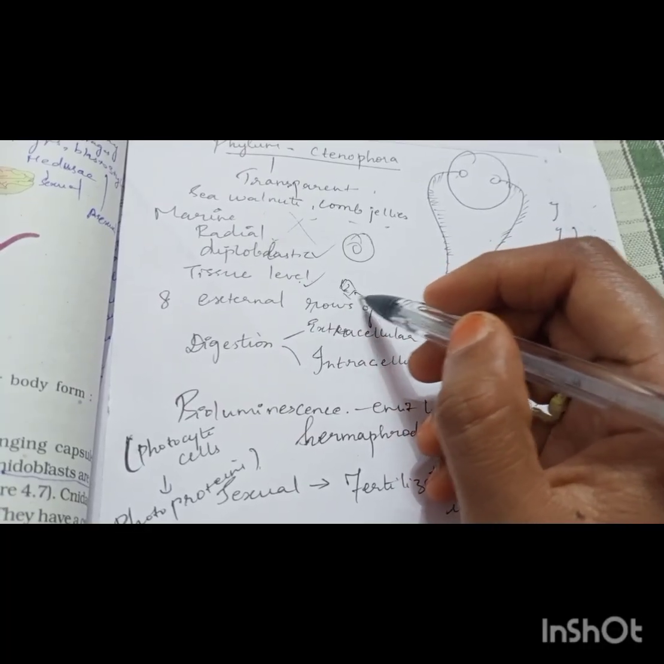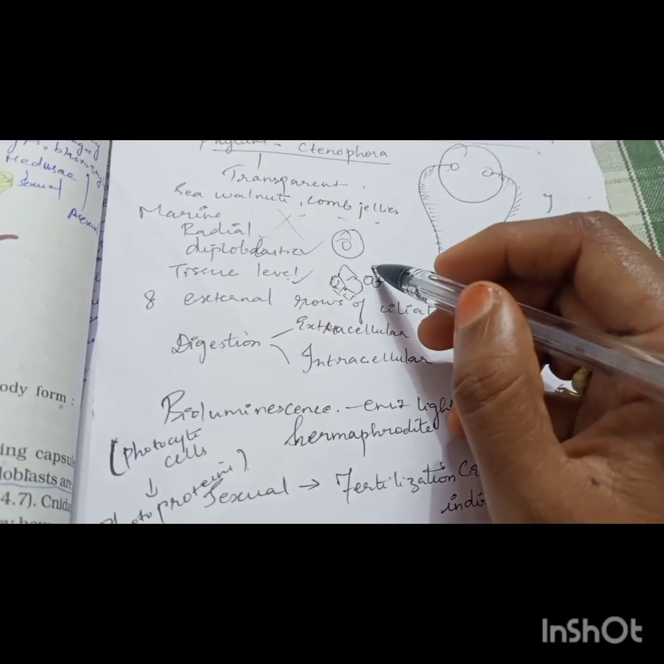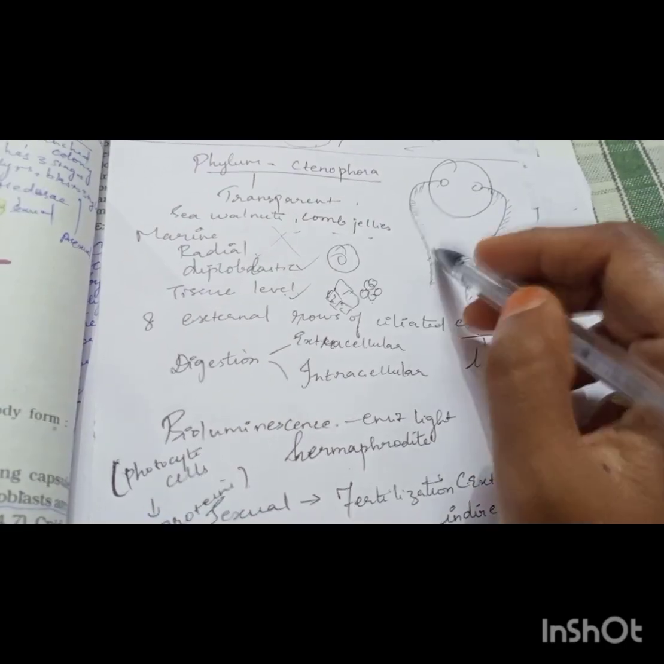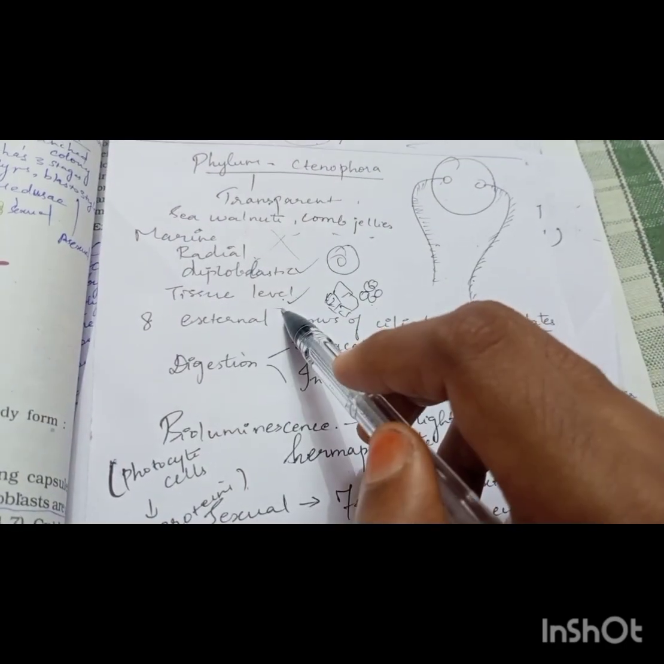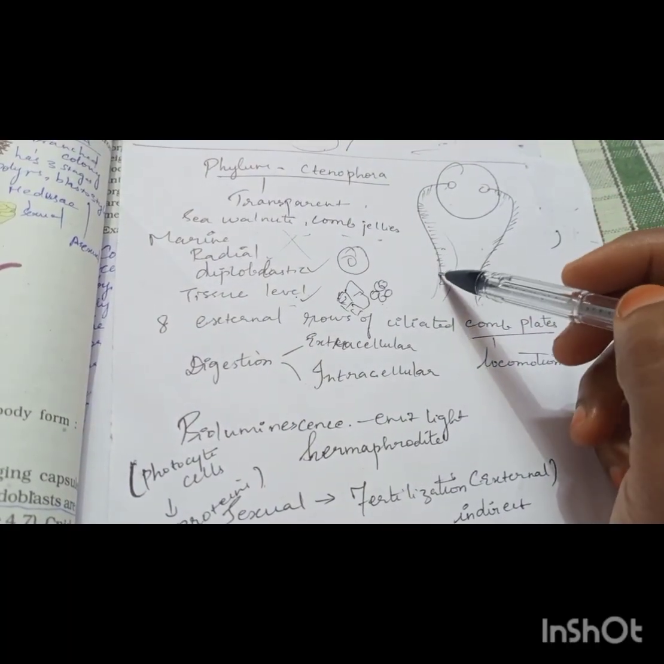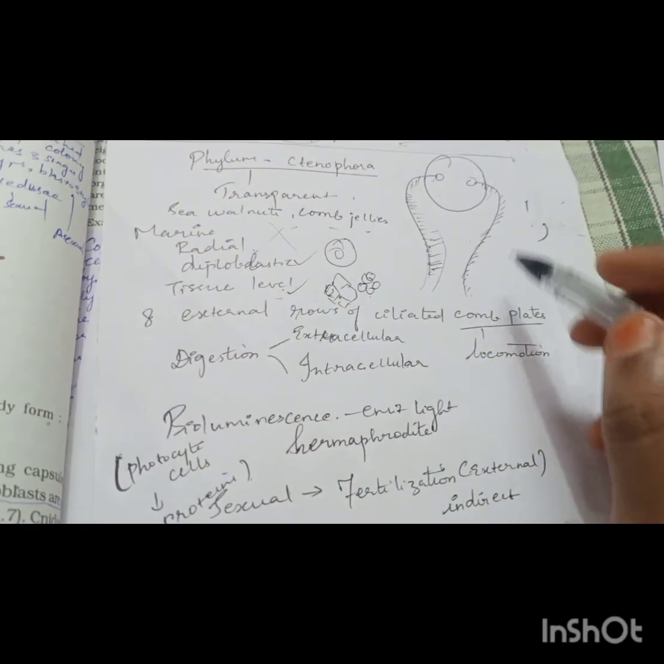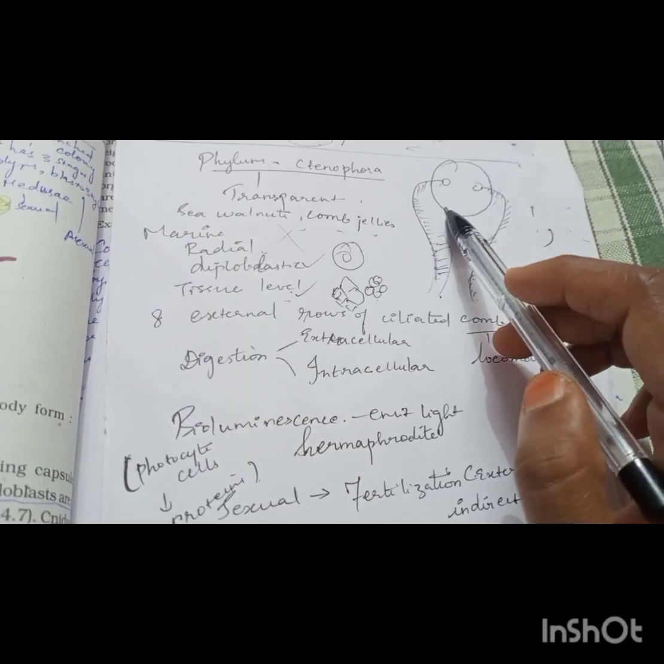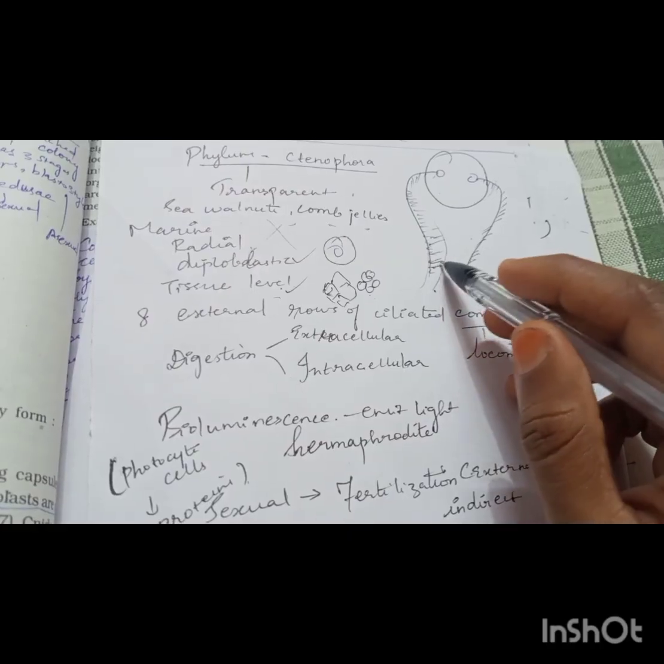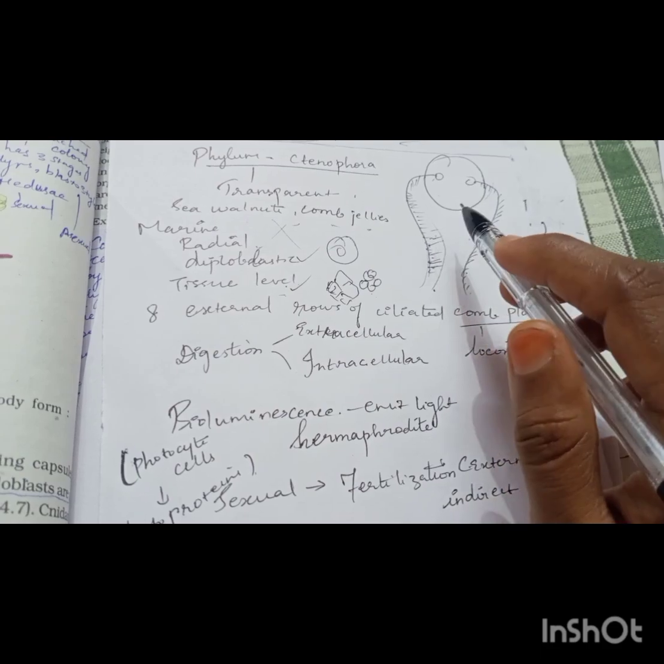So various types of cells of the same kind are grouped together to form tissues, and these tissues will perform the activities of the body, and hence here the body organization is tissue level. It will have 8 external rows. If you see this closely, you can see it resembling just like our comb, hence it is known as comb plate. So there will be 8 external rows of ciliated comb plates. Actually these are cilia which will help in locomotion or capturing the prey.